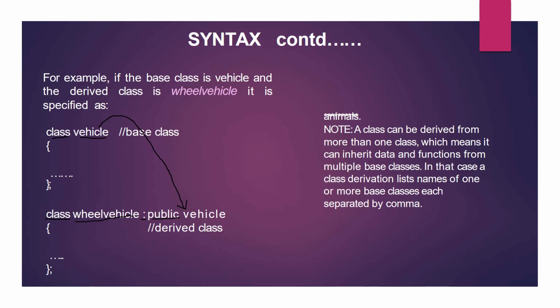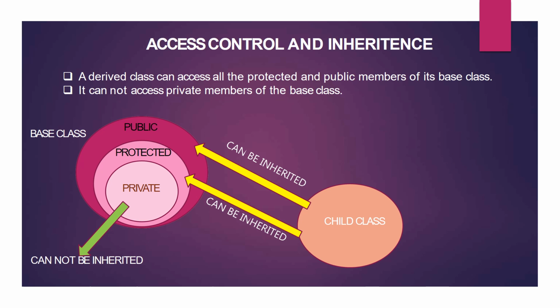Let us see what access controls we have in inheritance. Before starting access control in inheritance, we'll see the basic concept of access specifiers. In access specifiers, we have private, protected as well as public. The private members cannot be accessed from outside the class. Protected members can be accessed outside the class by using special functions. And public members can be used at any point in the classes. This is nothing but the basic rules of access specifiers.